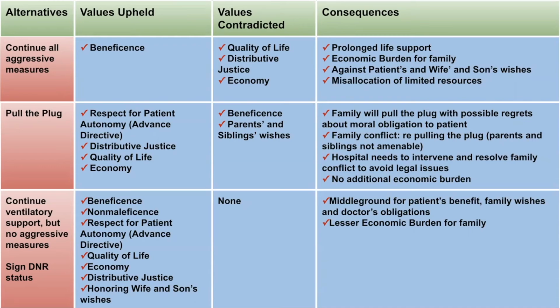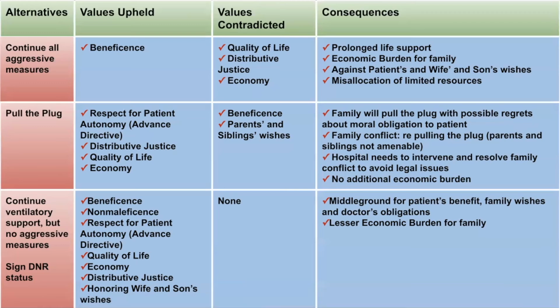If the alternative is pulling the plug, these are the following values upheld: respect for patient autonomy, advance directive, distributive justice, quality of life, and economy. And the values contradicted are beneficence, parents' and siblings' wishes. And the consequence of that, the family will pull the plug with possible regrets about moral obligation to the patient. There will be family conflict regarding pulling the plug, parents and siblings not amenable, hospital needs to intervene and resolve family conflict to avoid legal issues, and there's no additional economic burden.